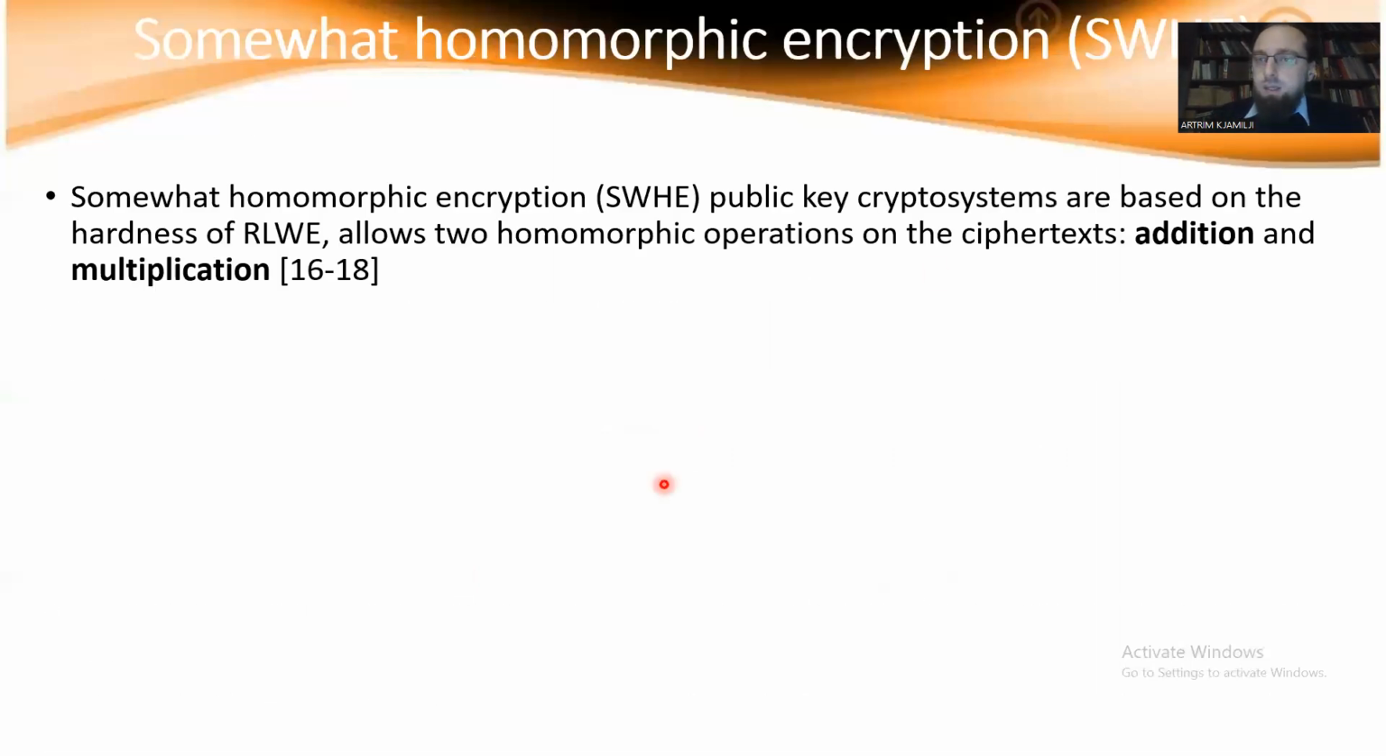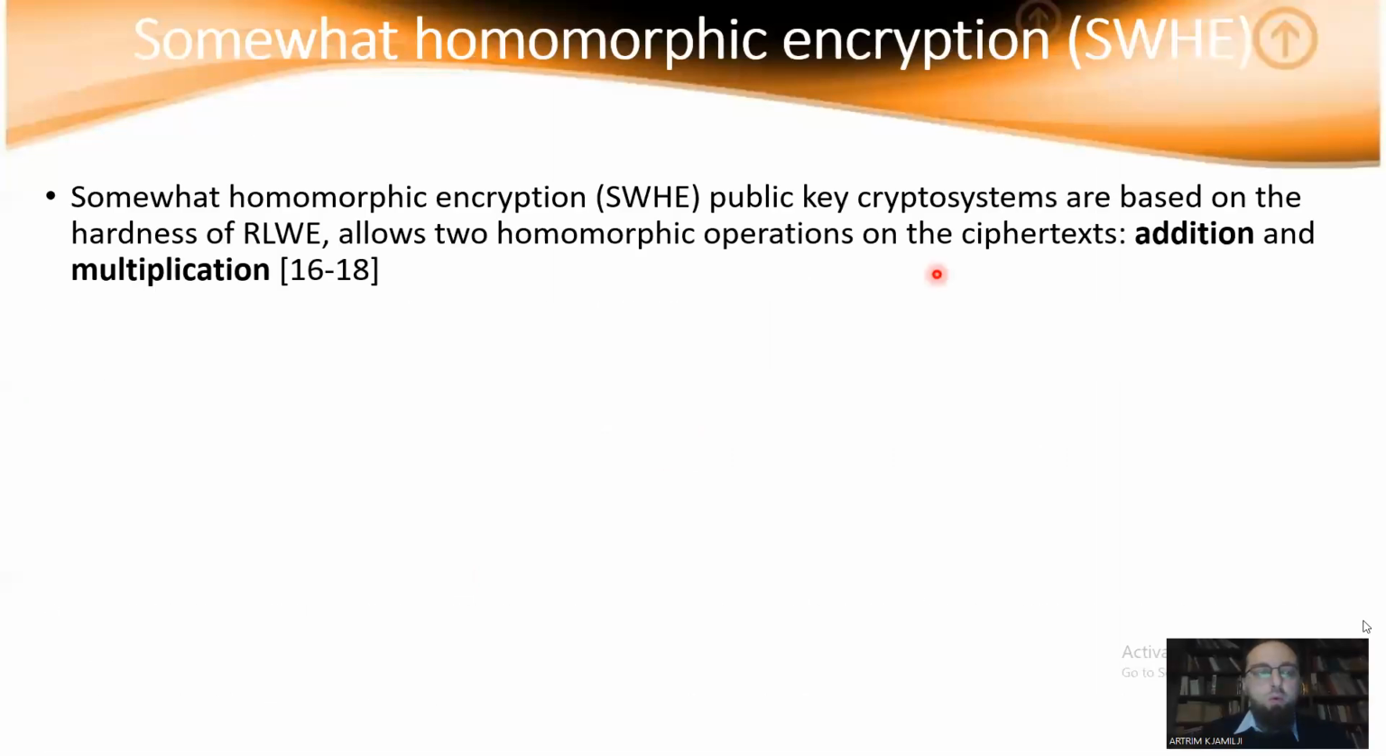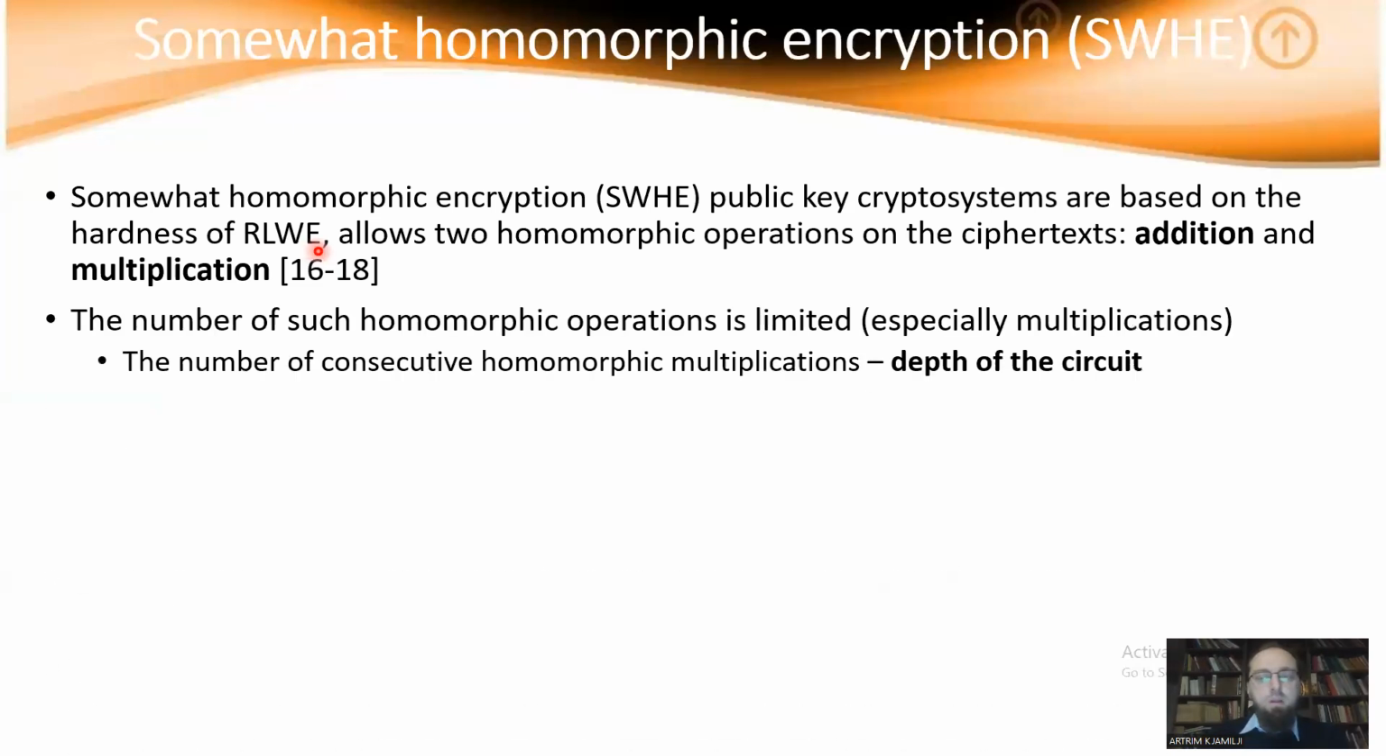Okay, so let's see the public crypto system that we are going to use. It is called somewhat homomorphic encryption, SWHE, and these schemes are based on the hardness of ring-LWE. Basically, those schemes allow ciphertexts to have some operations performed on them, such as additions and multiplications, without decrypting them.